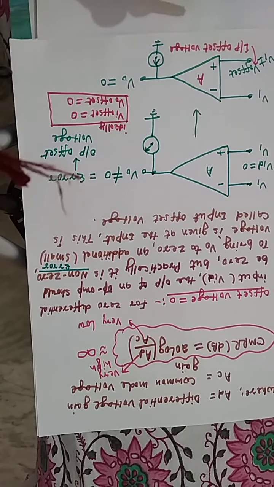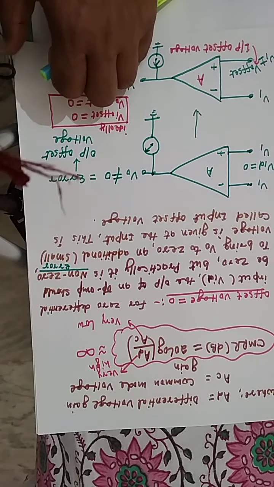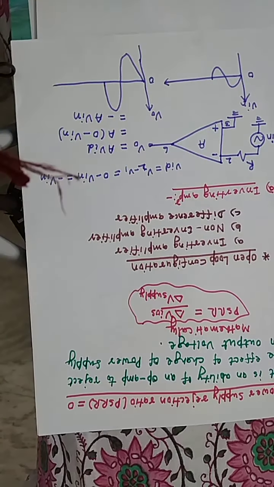There are two types of offset voltage. One is the input offset voltage, and another one is the output offset voltage. Output offset voltage is also known as error.